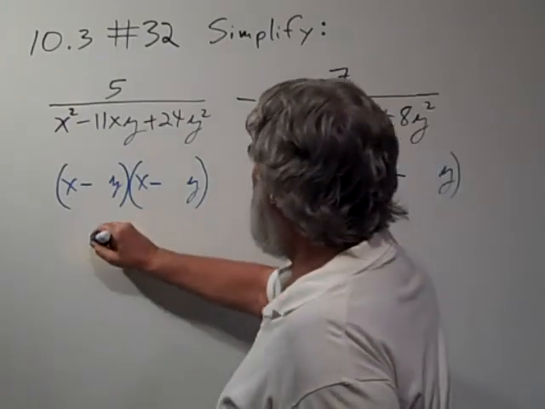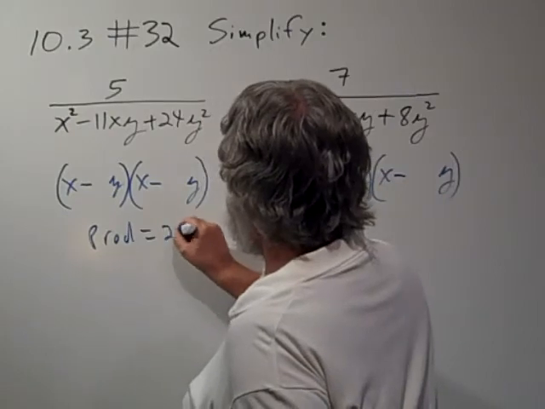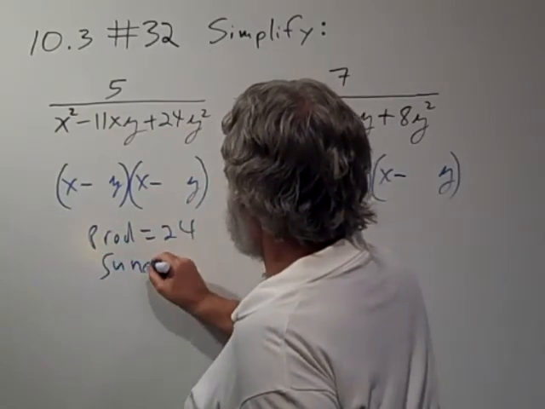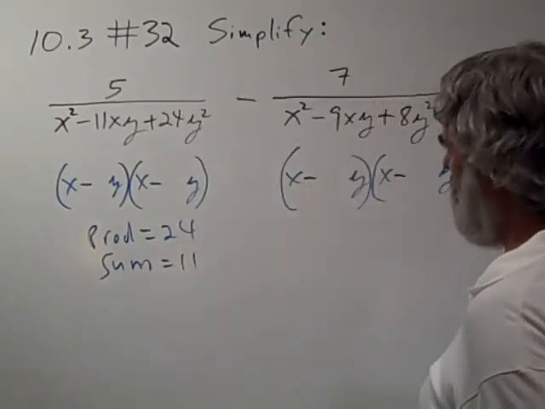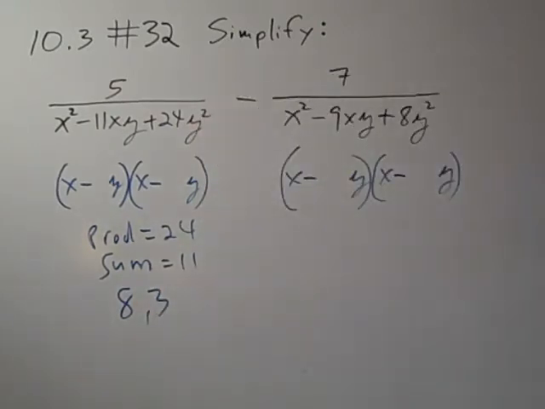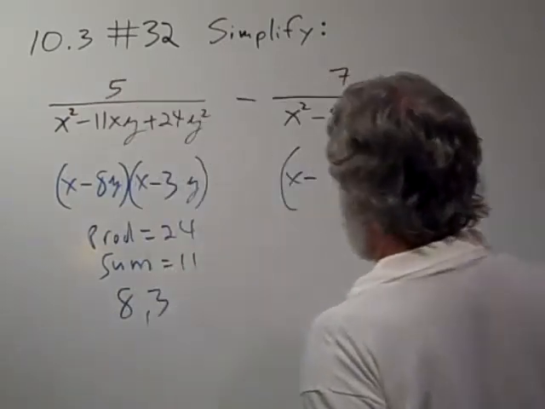For the first two, we're looking for two numbers to go here and here whose product is 24, and that add up to 11. So 8 and 3 are the numbers. 8 times 3 is 24, and 8 plus 3 is 11. So we can put the 8 and the 3 in there.